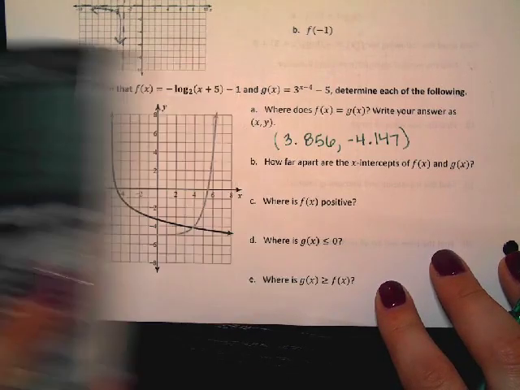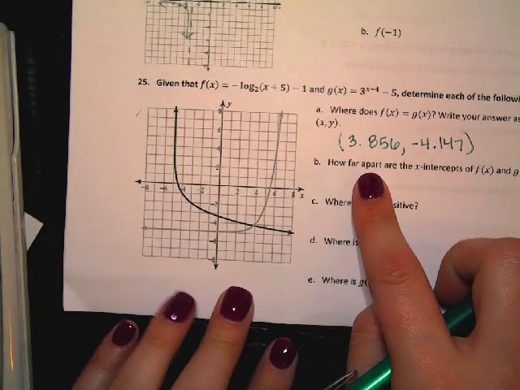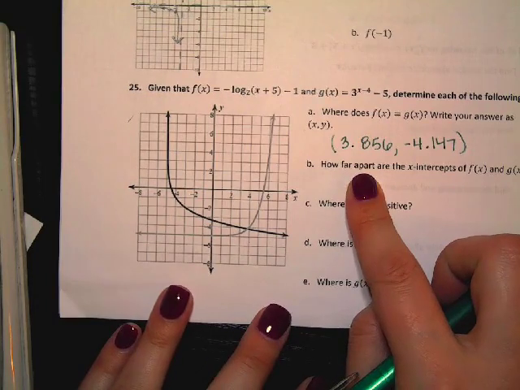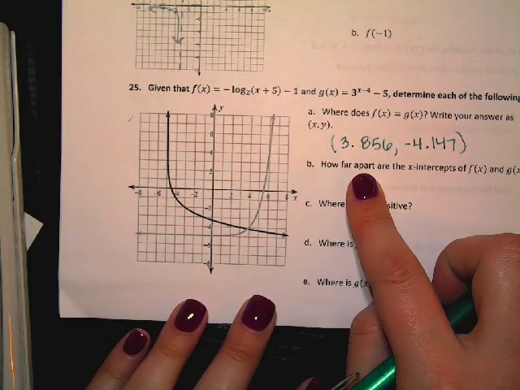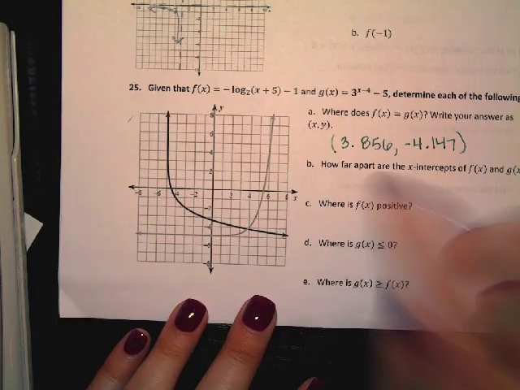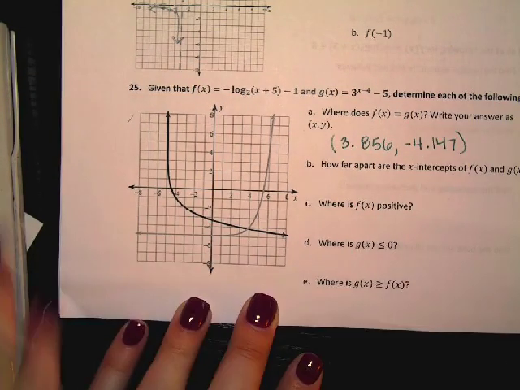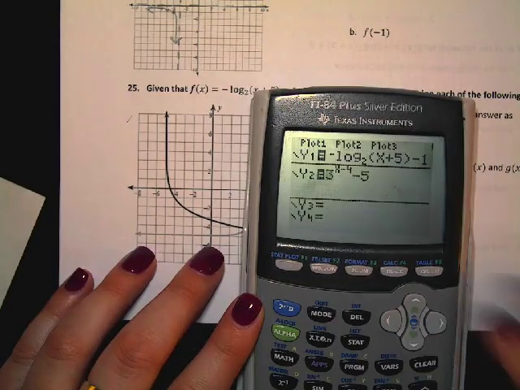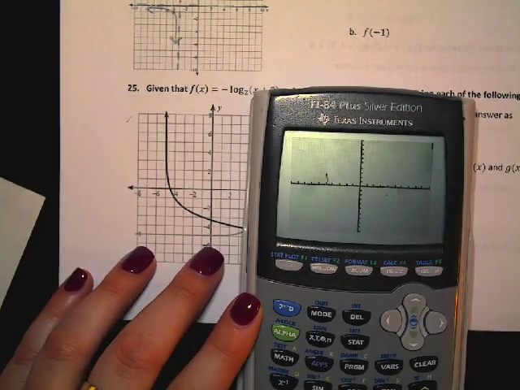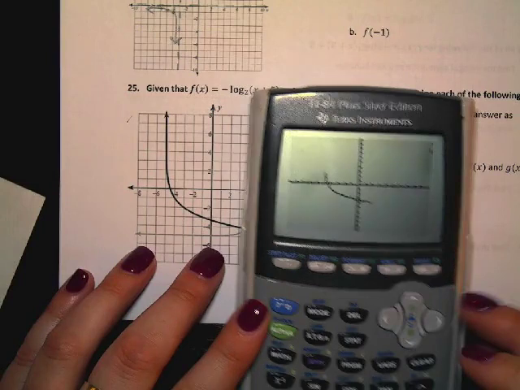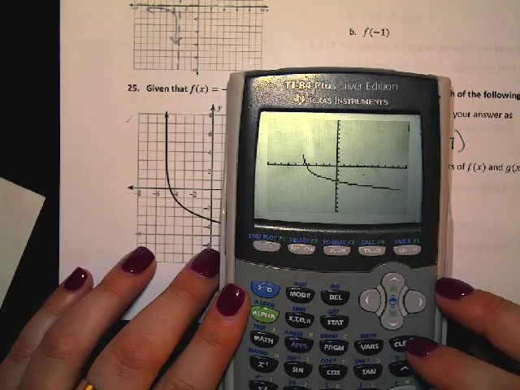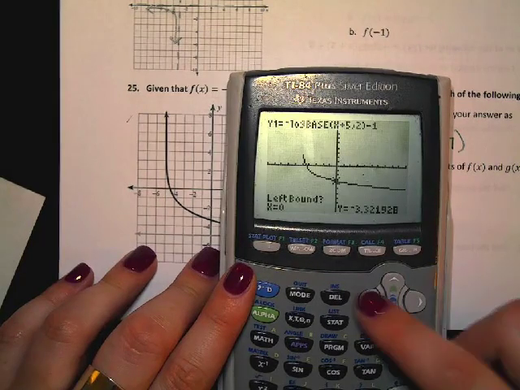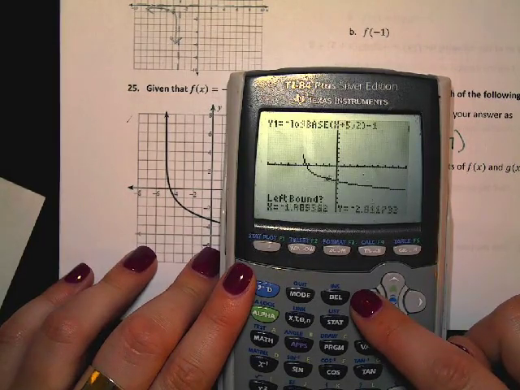Okay. Now it says how far apart are the x-intercepts? So what do we need to do? We need to find each of them. Okay, so to find the x-intercepts, you can only have one of them graphed at a time. So I'm going to go ahead and delete the second one, and then I'll go back to the first one. And how do I find the x-intercept? Second trace number 2. So I'm going to go ahead and do my scrolling.